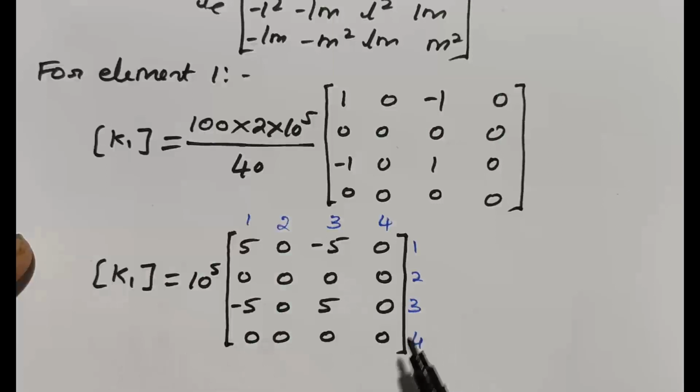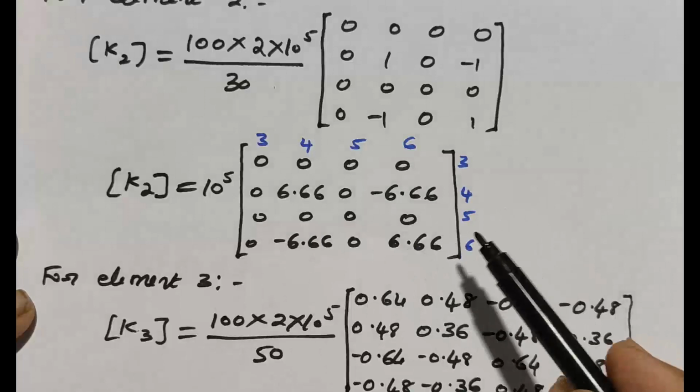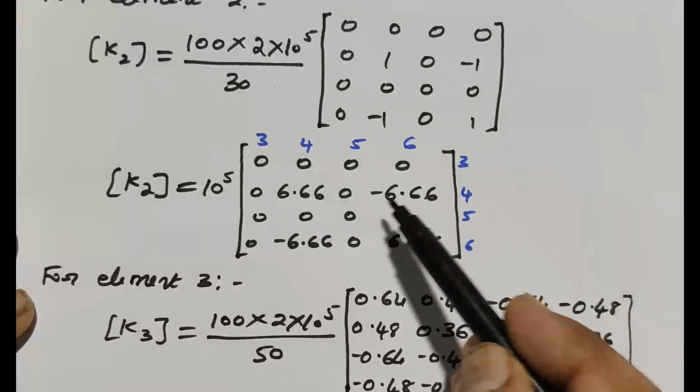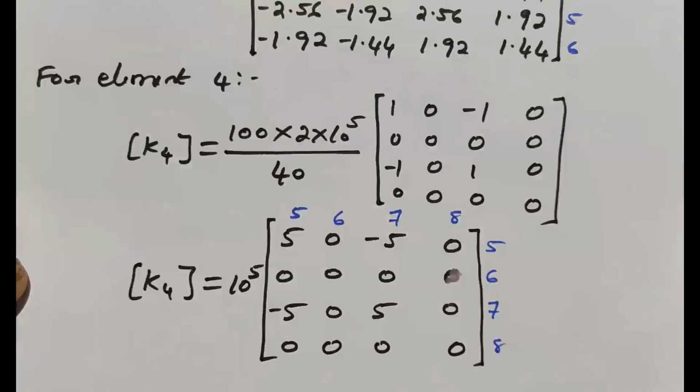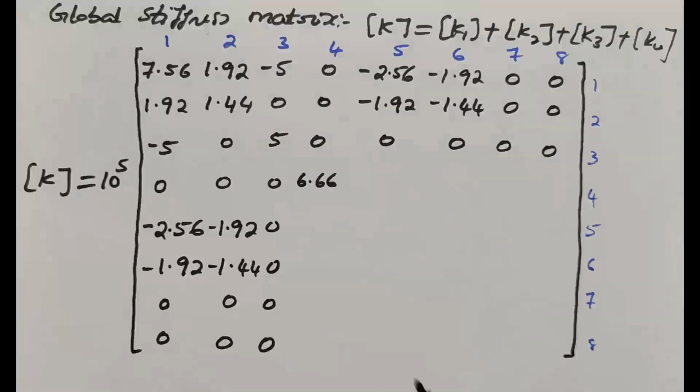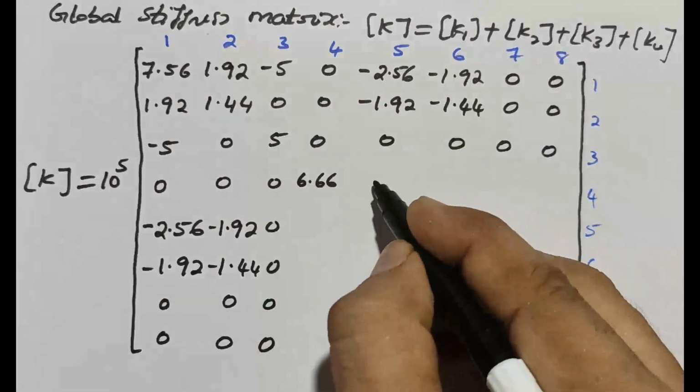Next, we need the element corresponding to 5 and 4. See K1, we don't have any element corresponding to 5 and 4. In K2, the element corresponding to 5 and 4 is 0. In K3 and K4, we don't have any element corresponding to 5 and 4. Therefore, the element corresponding to 5 and 4 is 0.